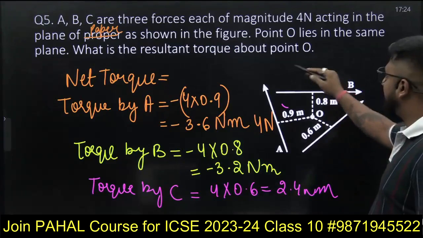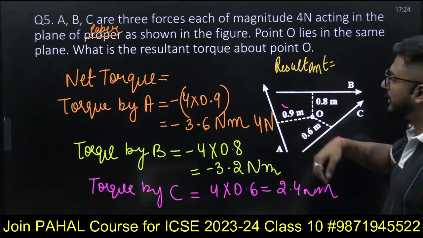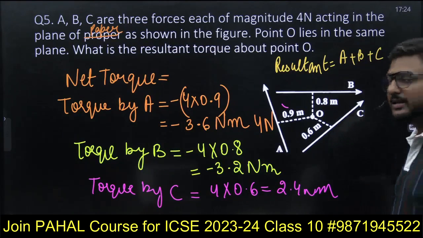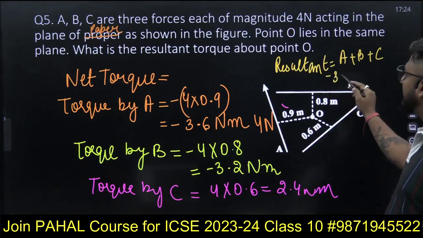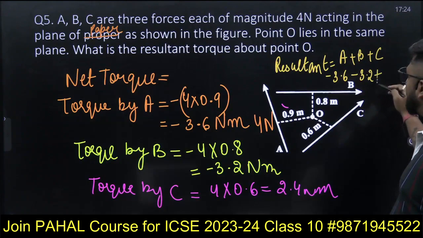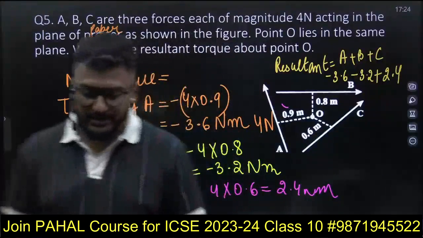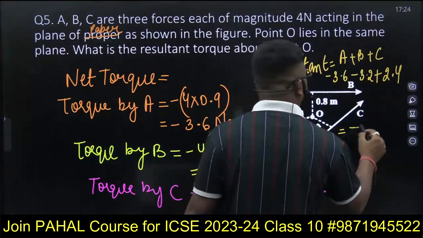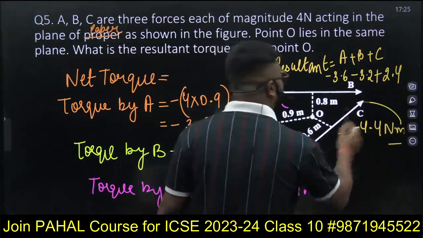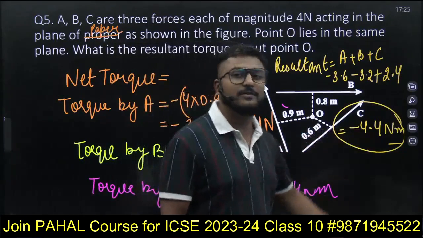So the resultant will be equal to the torque produced by A plus the torque produced by B plus the torque produced by C. So the torque produced by A is minus 3.6, produced by B is minus 3.2, and produced by C is plus 2.4. Now let's add them. What is the final? So the final answer will be minus 4.4 Newton meter. So the resultant torque is minus 4.4 Newton meter, and this resultant gives us a negative sign also.